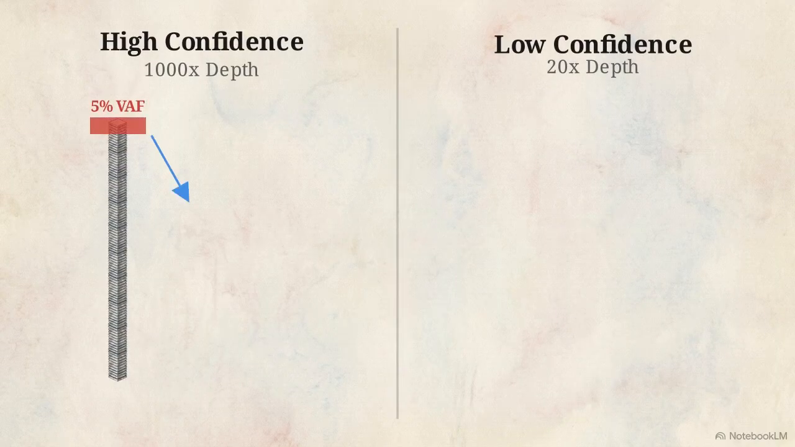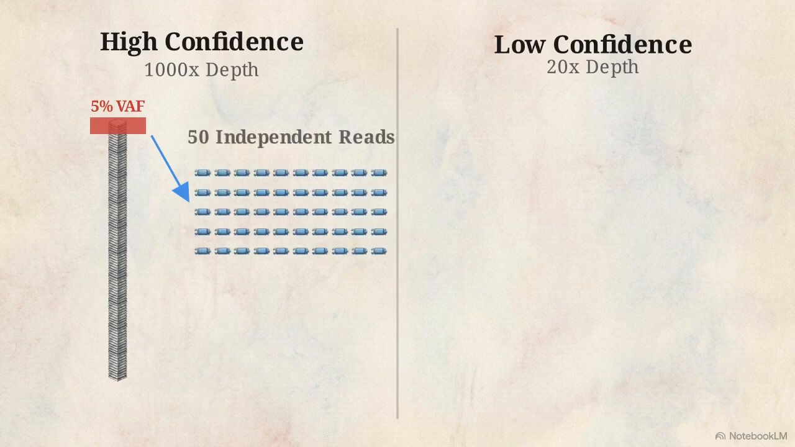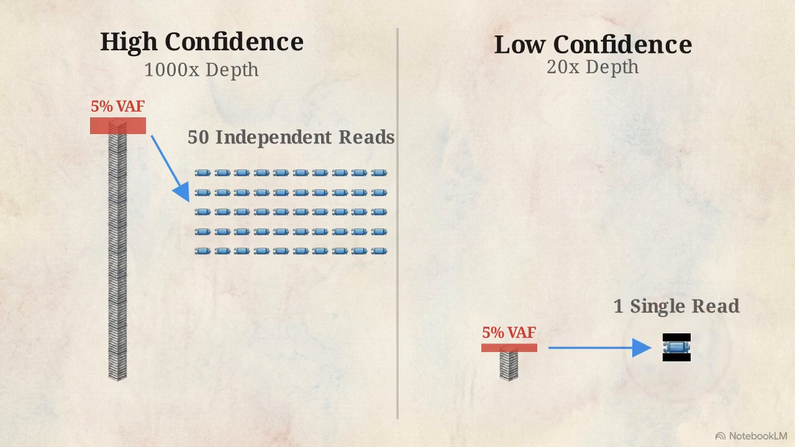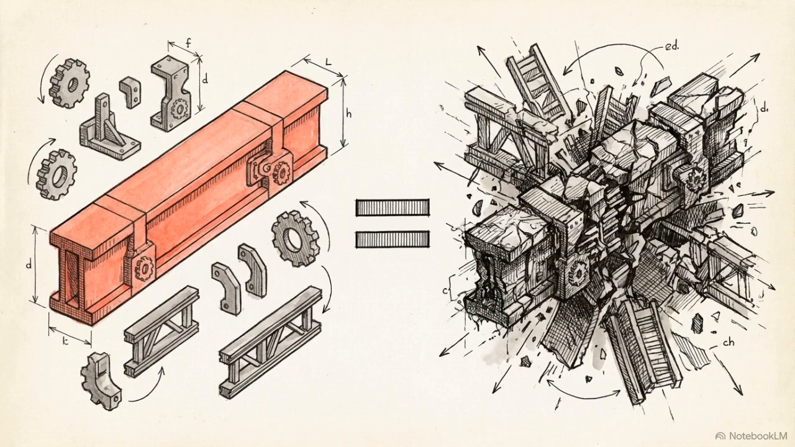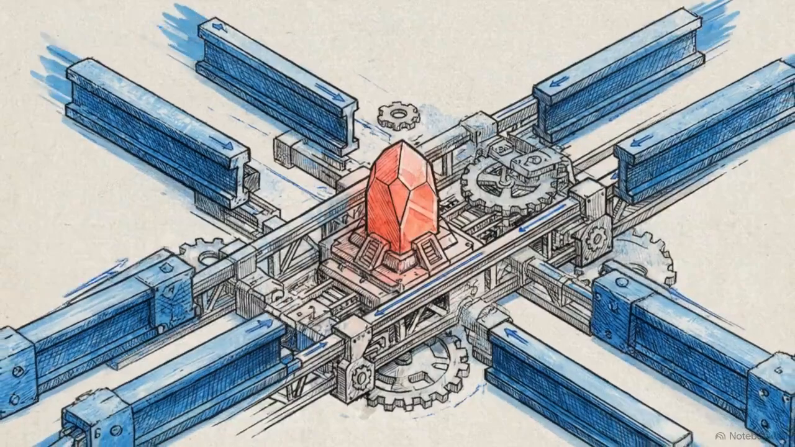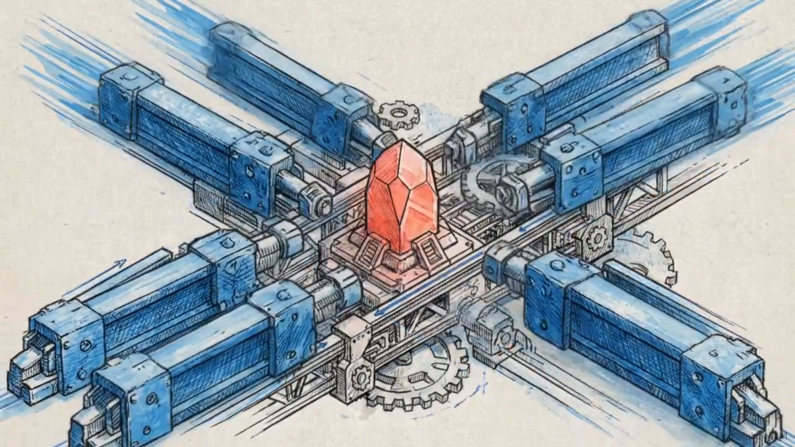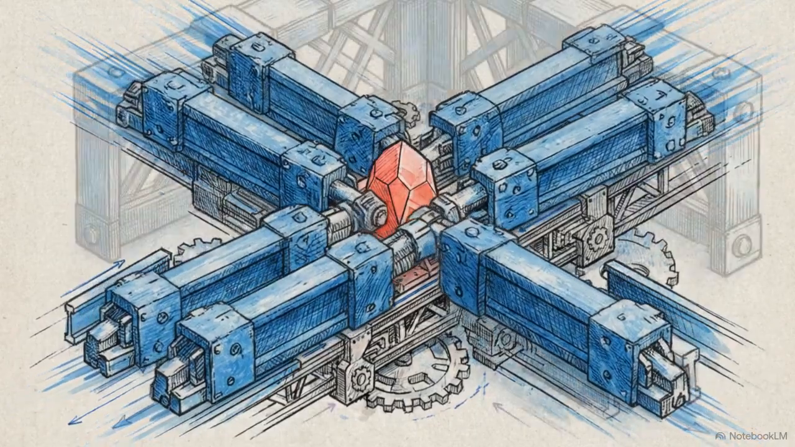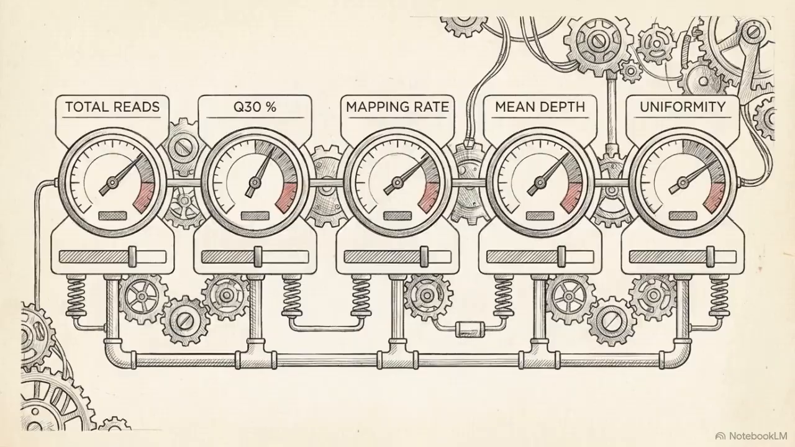On the left, a 5% VAF at a depth of 1000x is supported by 50 independent reads confirming the mutation. On the right, that same 5% VAF at a low depth of 20x is supported by only a single read. Without the confirmation of multiple independent reads, a single mutant call is statistically indistinguishable from a random sequencing error. The variants in the VCF file are only as credible as the BAM file beneath them. A clinical variant is formally validated only when sufficient depth provides the statistical evidence needed to support its reported frequency.